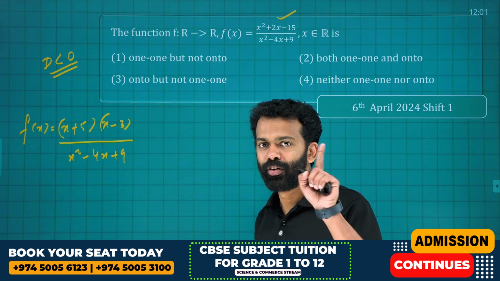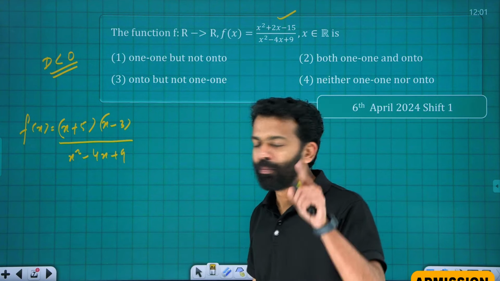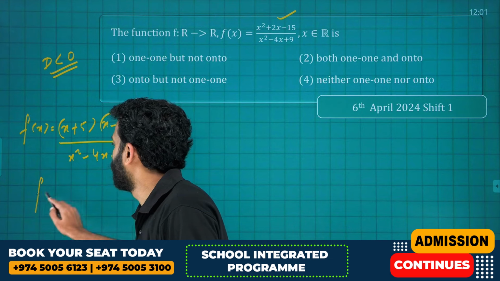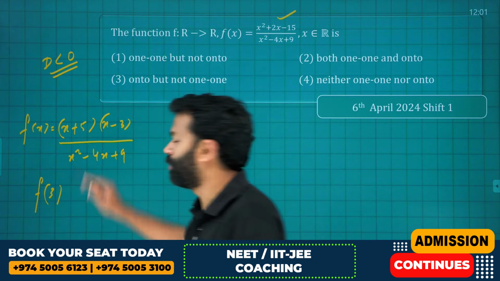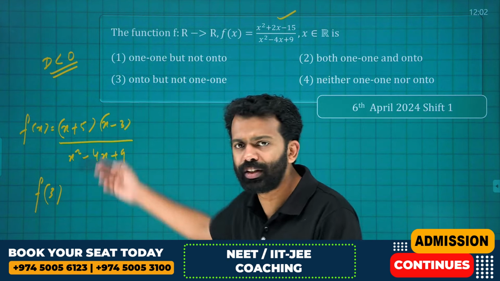Actually, it is many-one. Why? Because what is the value of f(3)? Substitute f(3) here. What will you get? 0 by this, that is 0.